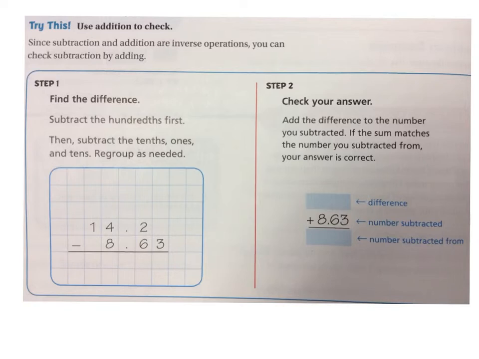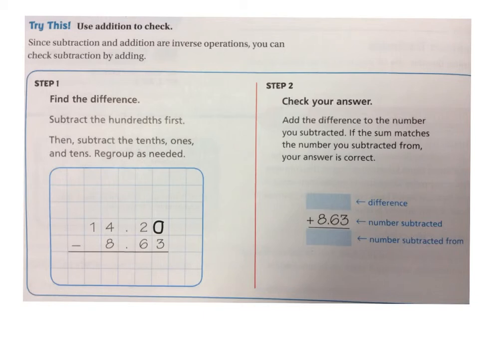Okay? So let's try this problem. 14 and 2 tenths minus 8 and 63 hundredths. We can find the difference by subtracting. Do I need to add any zeros here? Ariel, where do I need to add a 0? Well, to make it easier, you need to add a 0 after the 2. If I add a 0 after the 2 into the hundredths place, does that change the value? No. Nope, 14 and 20 hundredths is the same as 14 and 2 tenths.